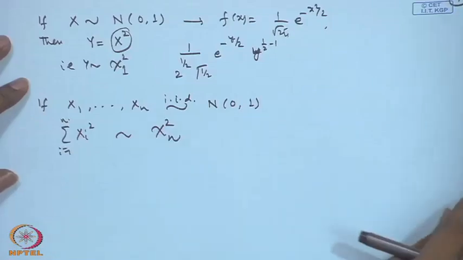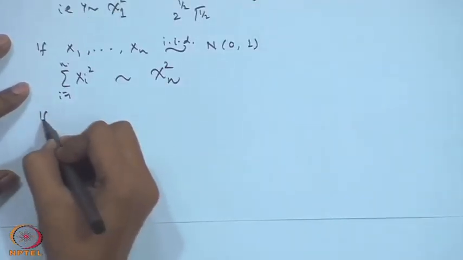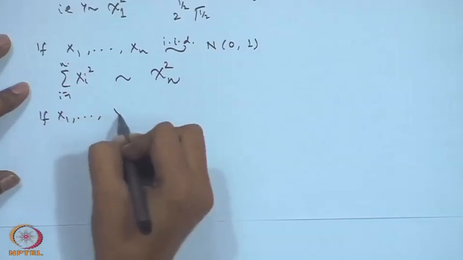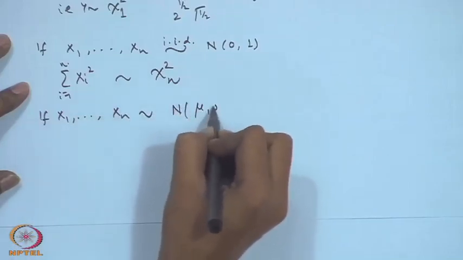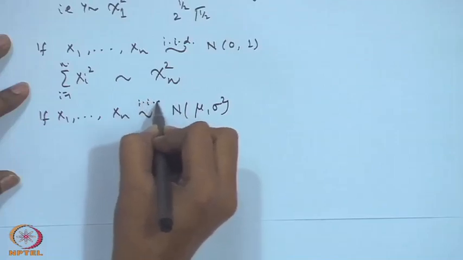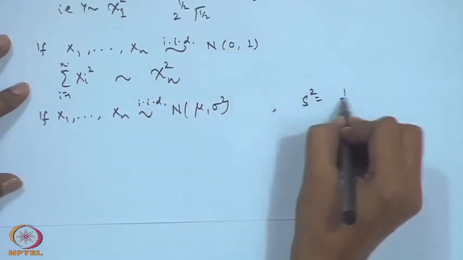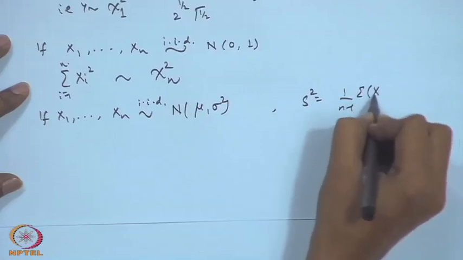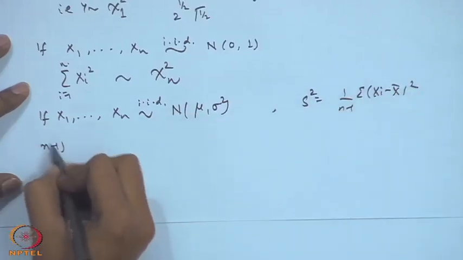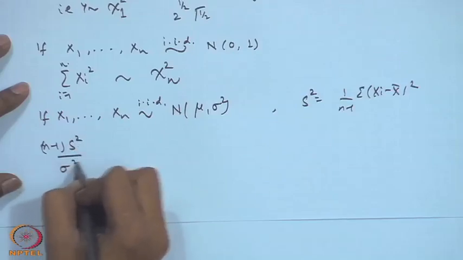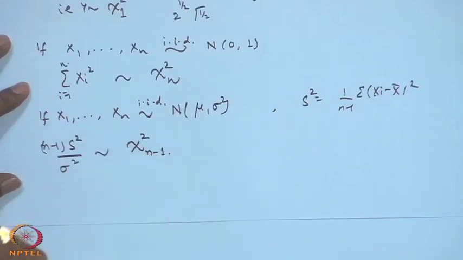But we also can derive it from a general normal distribution. If x 1, x 2, x n follow normal mu sigma square, I have introduced s square, that is s square was 1 by n minus 1 sigma x i minus x bar square. Then n minus 1 s square by sigma square will follow chi square distribution on n minus 1 degrees of freedom.